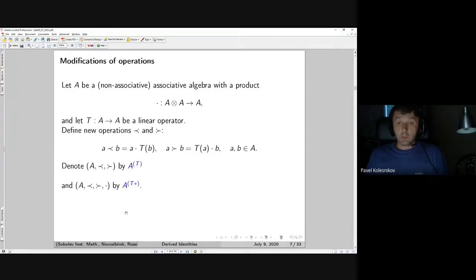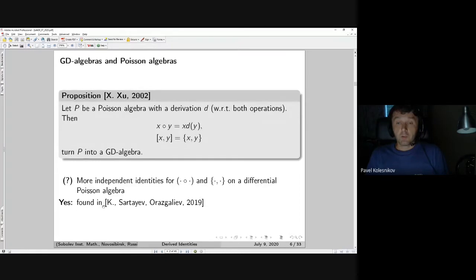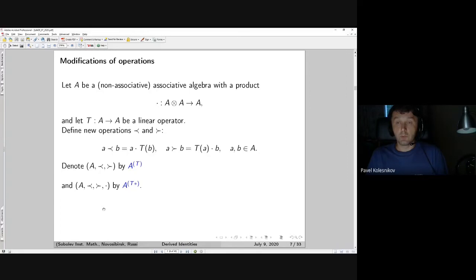But the problem presented here was just a reason to consider the following very simple question. Suppose we have a non-associative, in general, algebra. This associative is not supposed to be here, so I had to write non-associative. So this algebra A is non-associative in general, but it might be associative as well, equipped with a linear operator, doesn't matter which one.